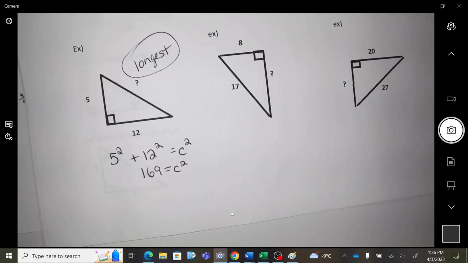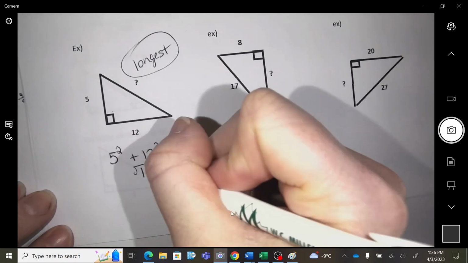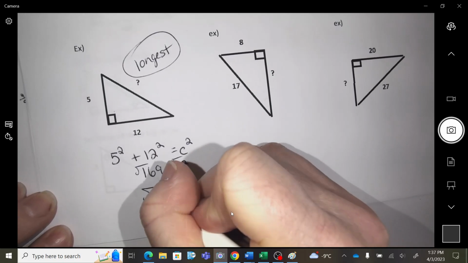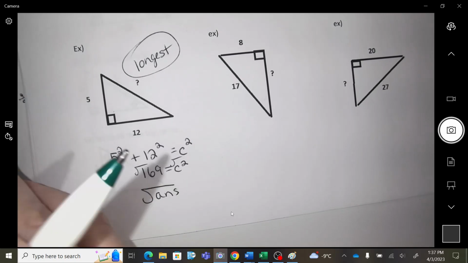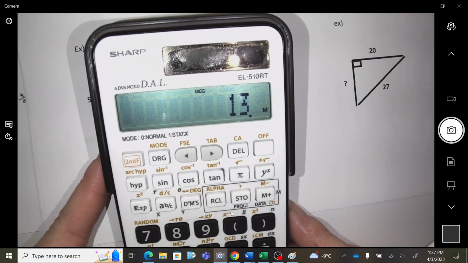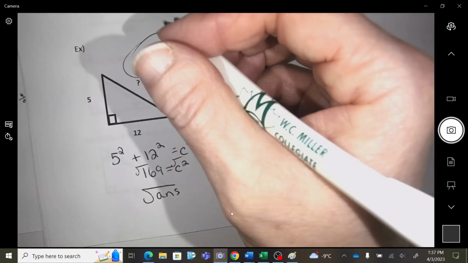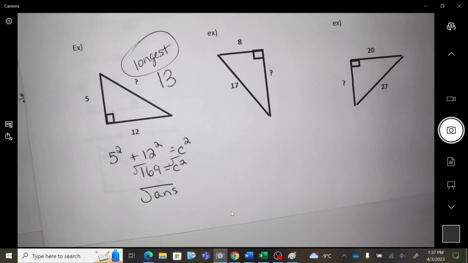What do you still have to do, though? That's not your answer. That side is not 169. Square, what thing? Square root. Do you remember me pushing this button? Square root answer. Remember that button? Square root answer, because then you don't have to retype it. Equals 13. It has to be the longest side, so that makes sense.